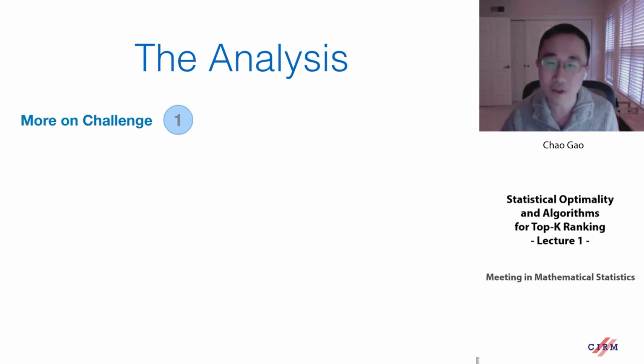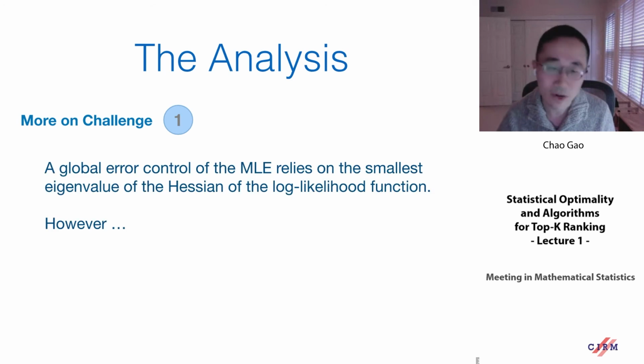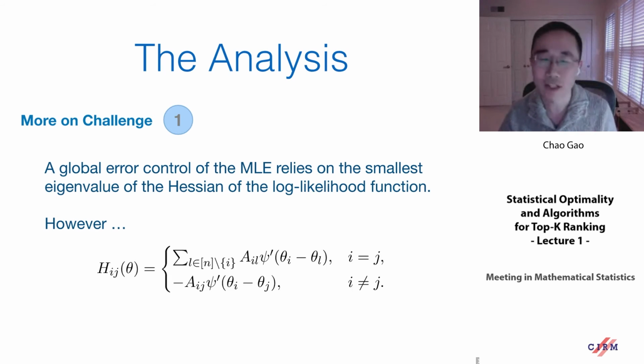So for the first challenge, this is the problem. We have to prove a global error control of the maximum likelihood estimator, but that relies on the smallest eigenvalue of the Hessian matrix of the log likelihood function, because the Hessian determines the identifiability of such an estimator. However, the Hessian matrix is problematic.